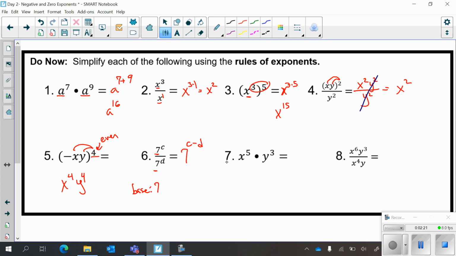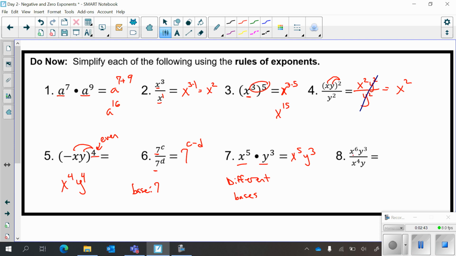For number 7, these are not the same. And if they are different bases, then you can't combine them. This is just x to the 5th, y to the 3rd, not xy to the 15th.